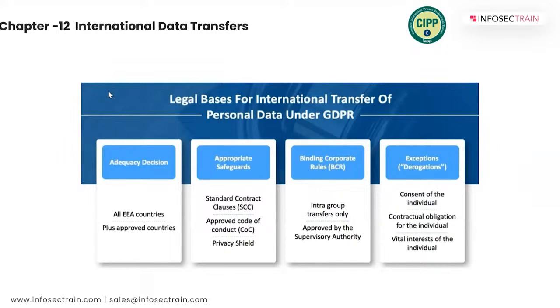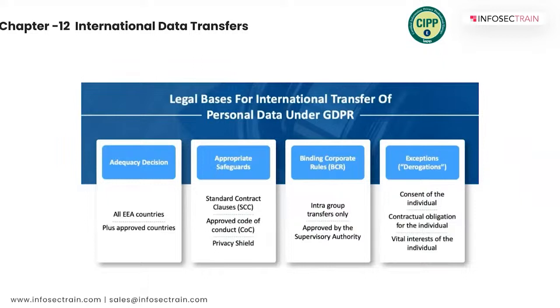Okay. To do international data transfer, you have basically three important instruments. In the slide it is showing four, but please correct your understanding. It's a mistake in the diagram only. BCR should be part of the appropriate safeguard itself. BCR is sometimes considered standalone, but it falls under the appropriate safeguard. So there are three important instruments.